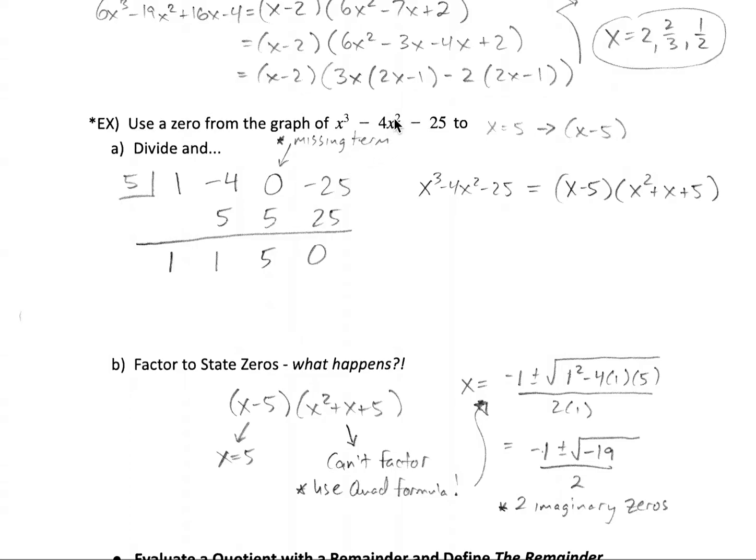Notice that we skipped our linear term, our x to the first power. We can't use synthetic division with missing terms, so we have to put a little placeholder in its spot. So we use a 0 anytime we're missing any terms in descending order there.